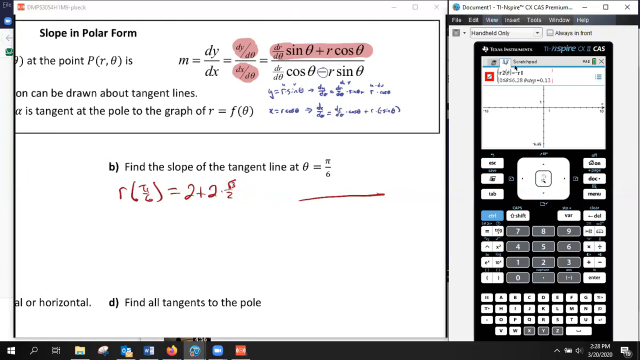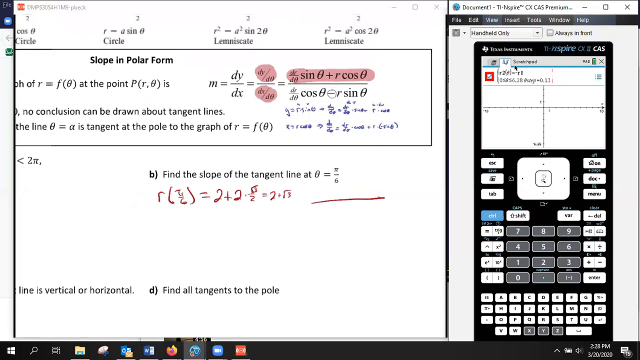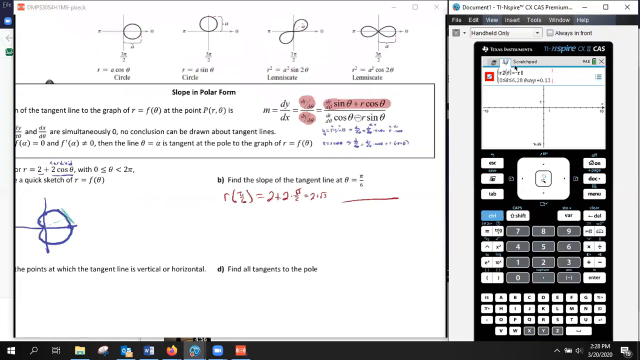Part of my distraction comes down to, I realize there is something else we need to do. What is dr d theta? It is -2 sine theta, right? So dr d theta at theta equals pi/6 is going to be -2 times the sine of pi/6. And hopefully I have this one right. The sine of pi/6 is 1/2. So dr d theta is -1.